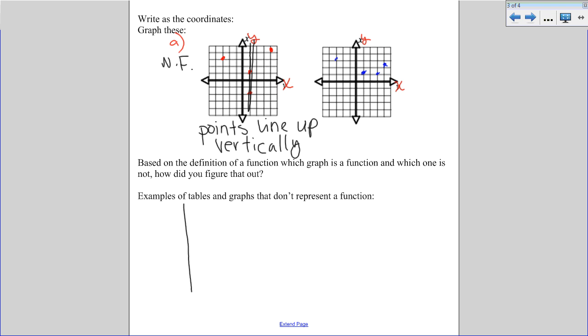If we were to look at graphs and tables that don't represent a function, if I had something like this, ladies and gentlemen, this is not a function. The reason being is I can draw a vertical line through that graph, and it will hit at 2 points. So anytime my vertical line hits at 2 points, that is not a function. Right there are my rule violators. Another one that would not be a function, if we looked at a graph, if we had something like this.